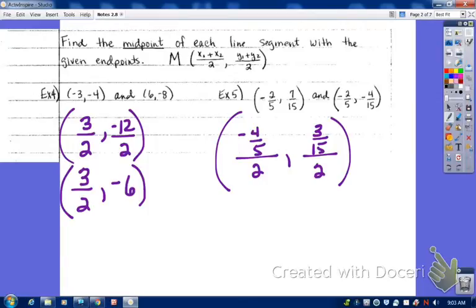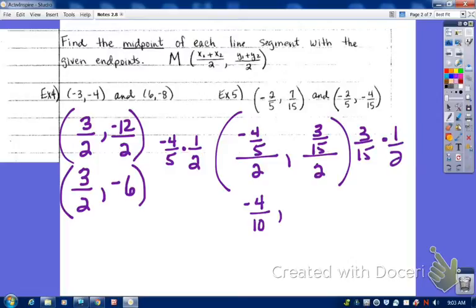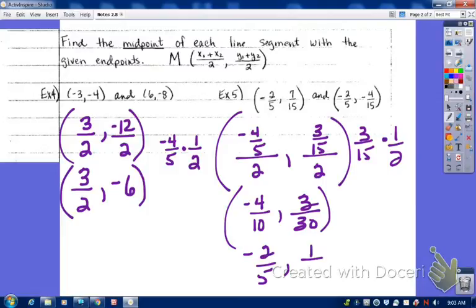Dividing by 2 is really multiplying by 1/2. I really want you to visually see this. Negative 4/5 divided by 2 is really negative 4/5 times 1/2. I'd like for you to see that in your head. That's going to give you what? Negative 4/10, which will reduce. And 3/15 divided by 2 is really 3/15 times 1/2, which would be 3/30. Right? And then those reduce to negative 2/5 and 1/10.